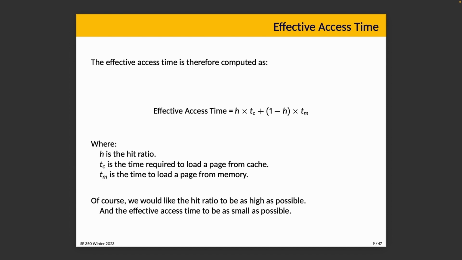average is fine. Okay, so as you will imagine, we want the hit ratio to be as high as possible, right? That makes the effective access time as small as possible, and that means your program goes faster. Cool.